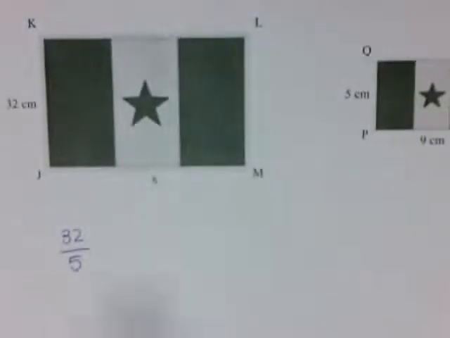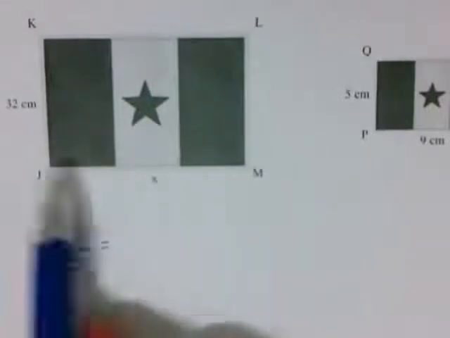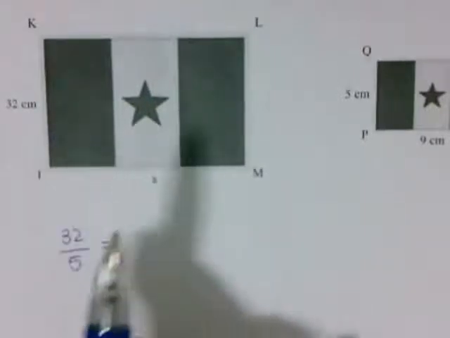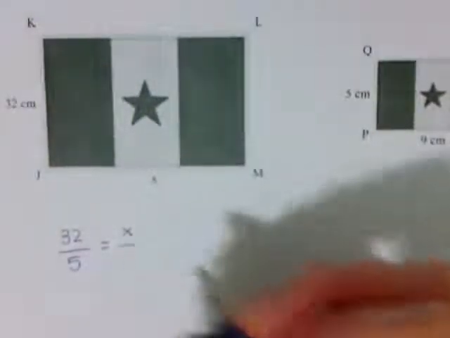So you have your 32 divided by your 5, and this is going to equal. Now remember, the 32 is in accordance with the X. So this means that because they're on the same flag, they need to go on the same level. So it should be 32 equals X, and then 5 equals, and then the 9 will go on the denominator as well.